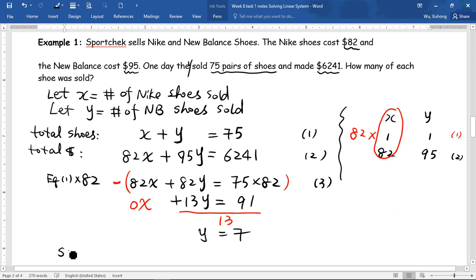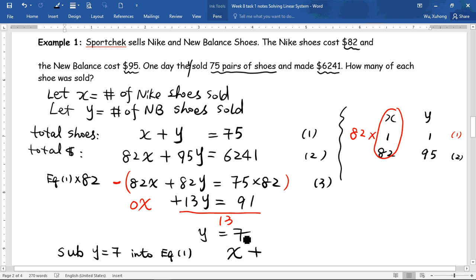So you have 7 New Balance shoes. Then we are going to find how many Nike shoes. So we are going to sub in either equation 1 or equation 2. We look at these two equations. Equation 1 is easier, so we are going to sub y equals 7 into equation 1. You could sub it into equation 2. It will have the same answer.